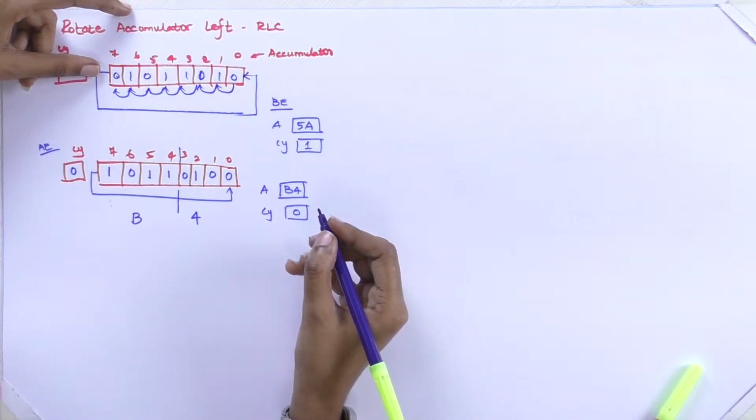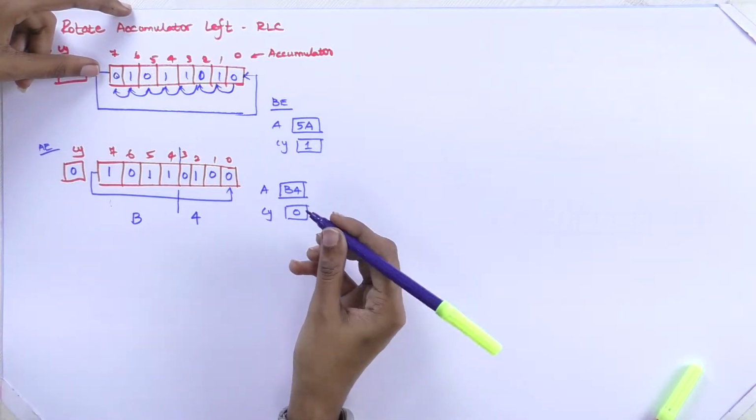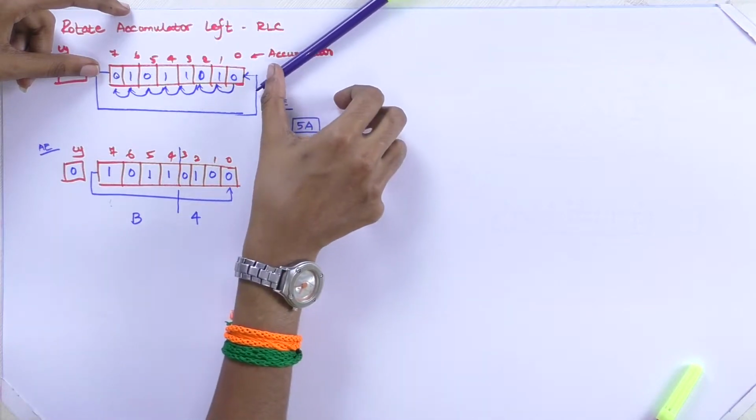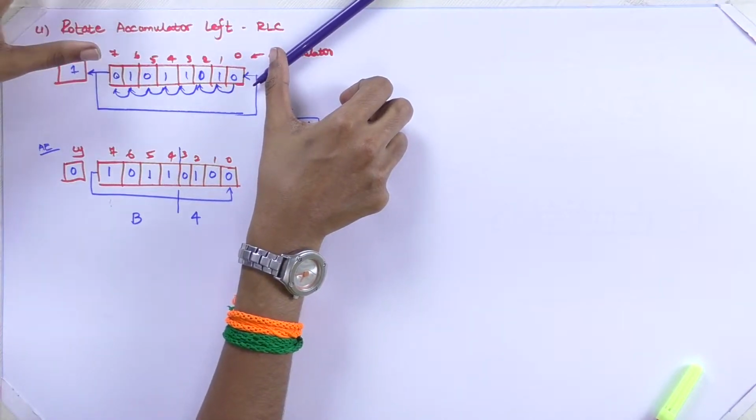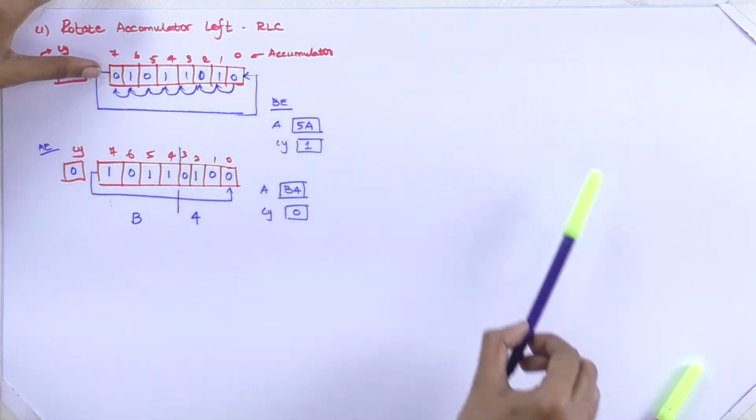Now you have got how the rotation works. So the next instruction that we are going to see is rotate right the accumulator.